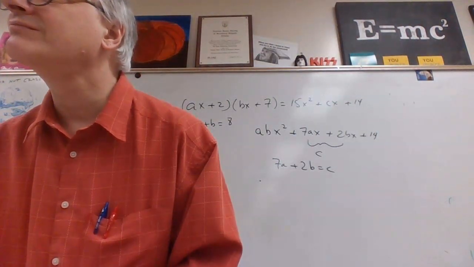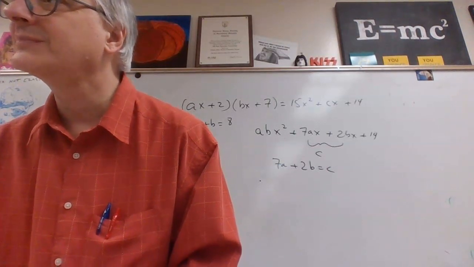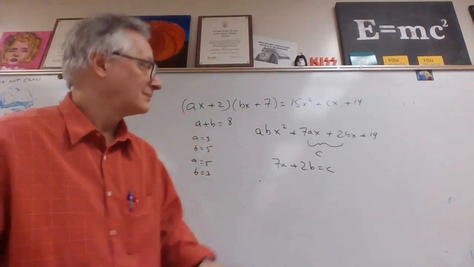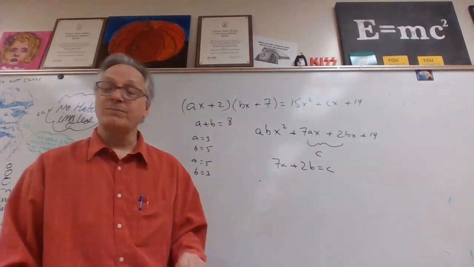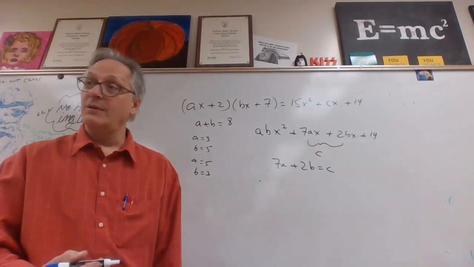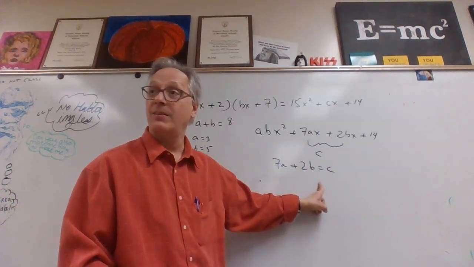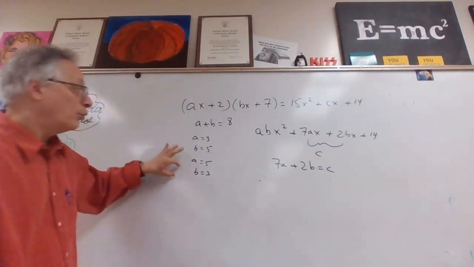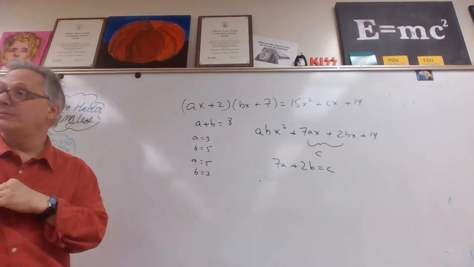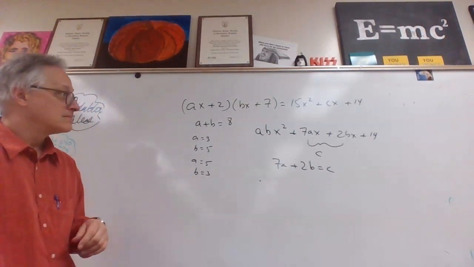So, Dr. Koch, did you plug in 3 and 5 for 7 and 2? Yes, 3 and 5. Then I plugged in 5 and 3. Yep, because remember, we don't know which is which. And I was putting an X in there, but there shouldn't be an X in 7.